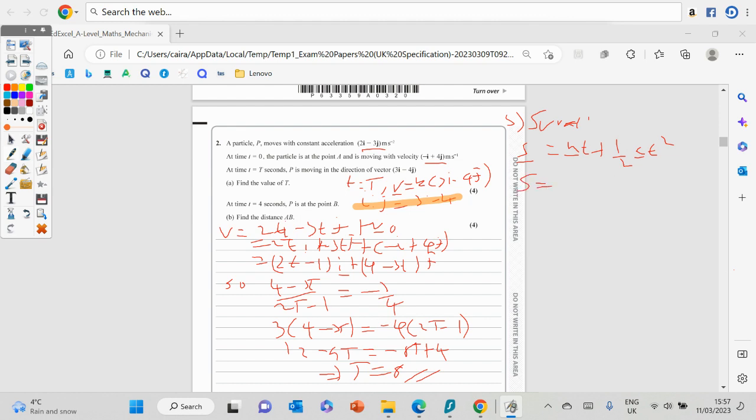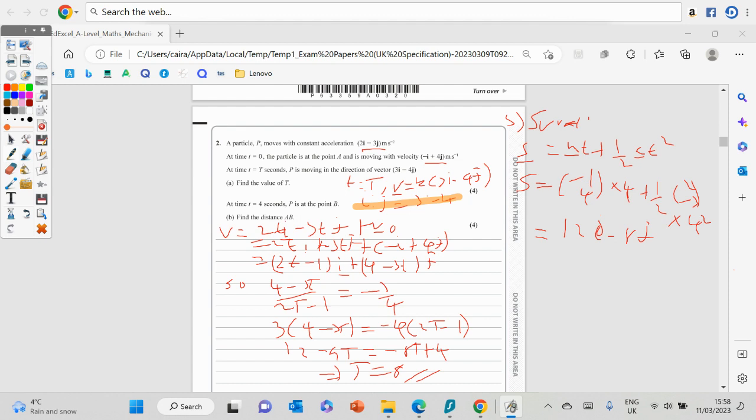So S is going to be u, which is minus i plus 4j, i.e. minus 1, 4, written as a column, times the time of 4 seconds, plus a half times the acceleration vector, which is 2, minus 3, times 4 squared. What's that going to give you? So the 4 squared and one of the halves can cancel, so that'll be 8 lots of that. That's going to be 12i minus 8j, I think.